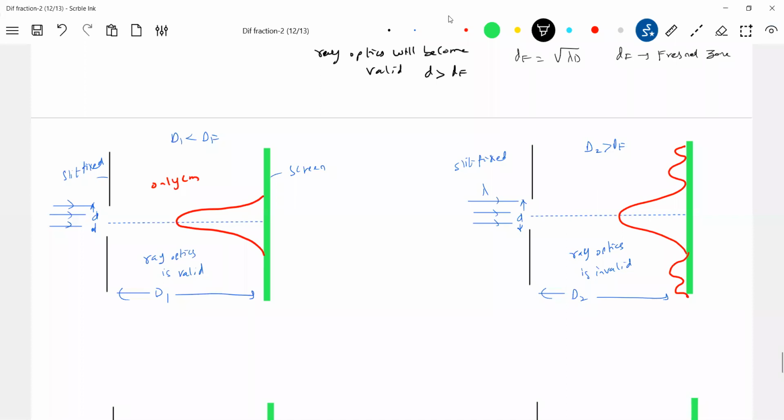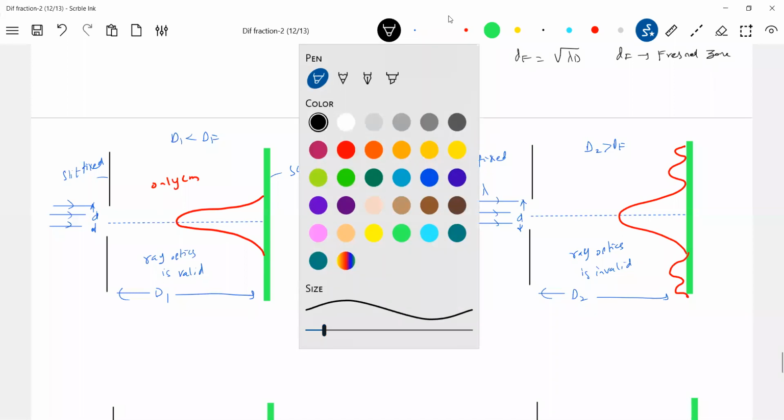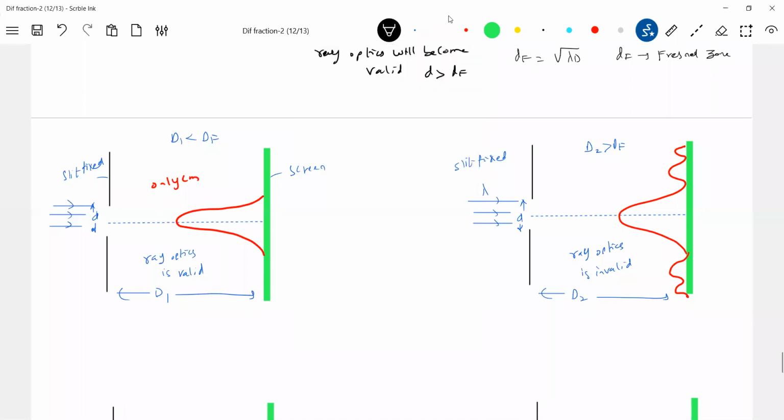Some are asking, sir, no diffraction? Why no diffraction? Diffraction is a natural phenomenon for light, so diffraction does occur here. Light, when it encounters sharp edges, will undergo diffraction. But I want ray optics to be valid. What should I do? I should move the screen, and the distance between the slit and screen should be less than the Fresnel distance.